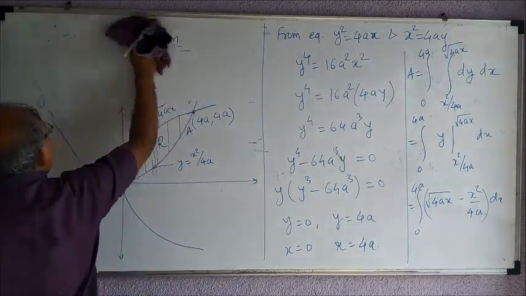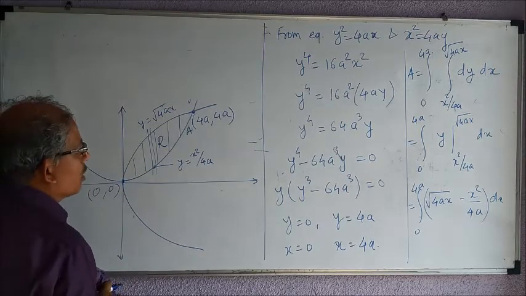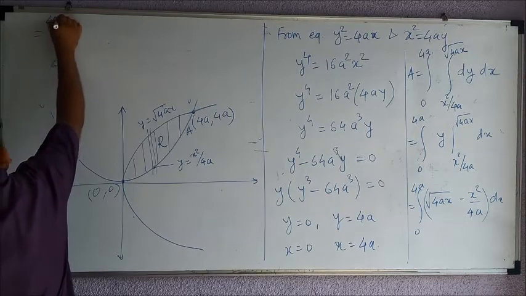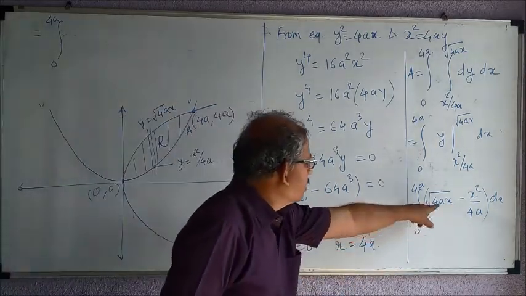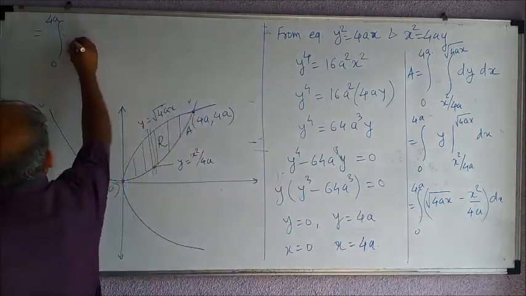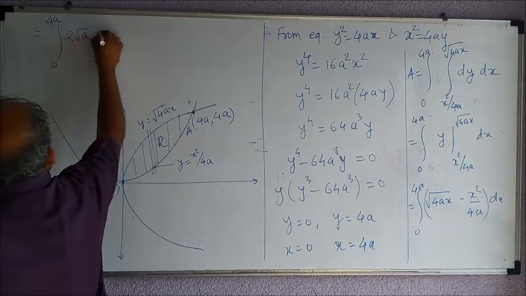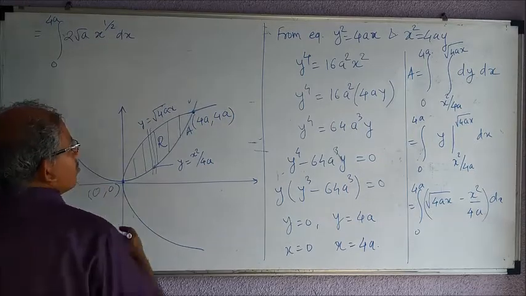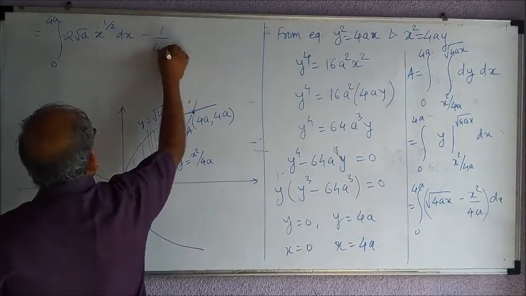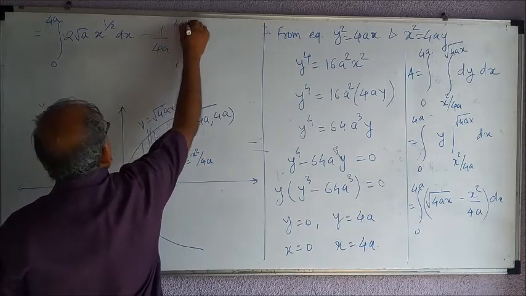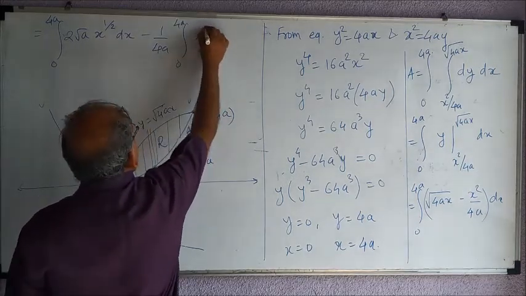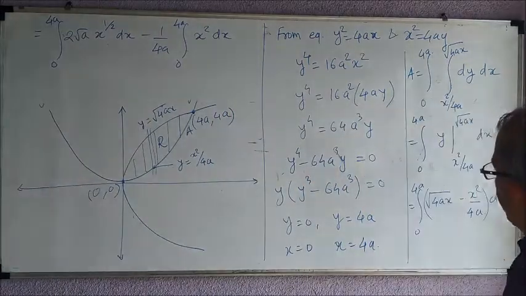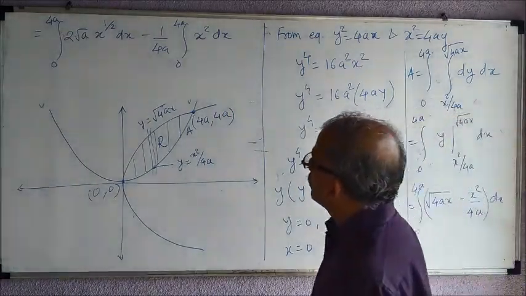Right? And now if we separate this, what we will get is, okay, so let us separate this. So this is further equal to integral 0 to 4a, now I'll take this as 2 root a x raised to half dx, minus 1 by 4a integral 0 to 4a x square dx. Fine. So we have separated the two integrations. Okay, now let us solve them.